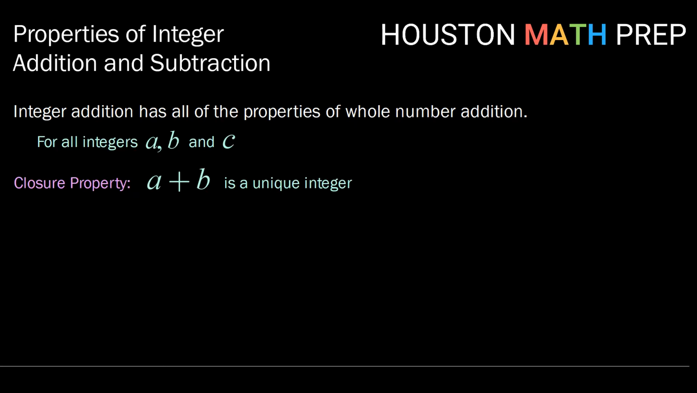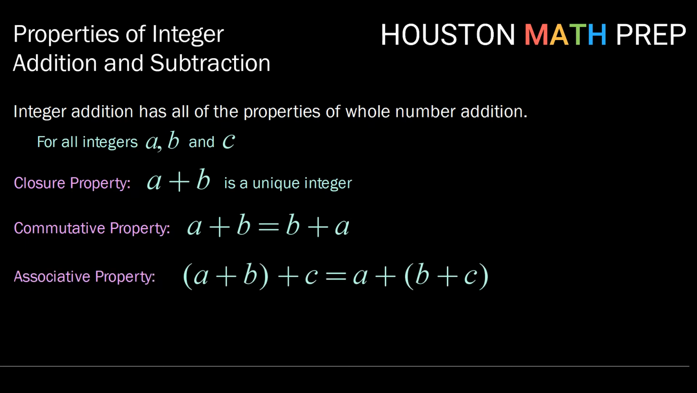For all integers a, b, and c, we have the closure property, which says a plus b is a unique integer. Briefly, that just means that if we add any two integers, we get another integer. The commutative property says that a plus b equals b plus a, or we can add integers in any order.